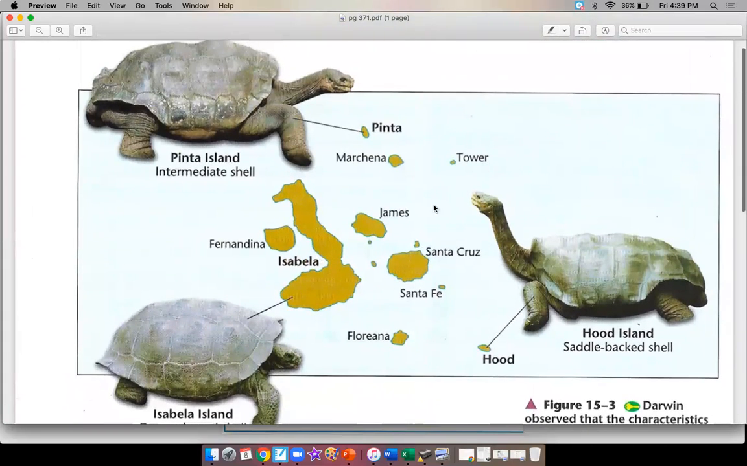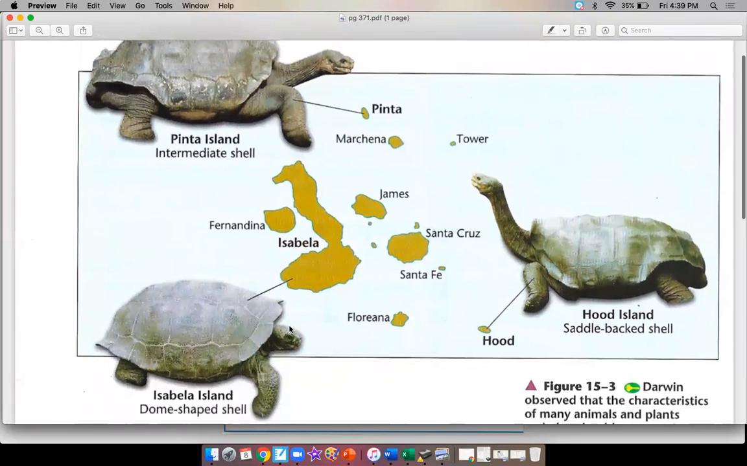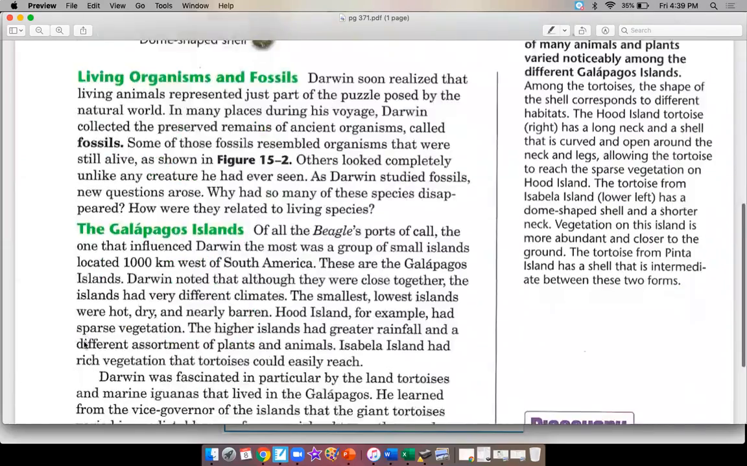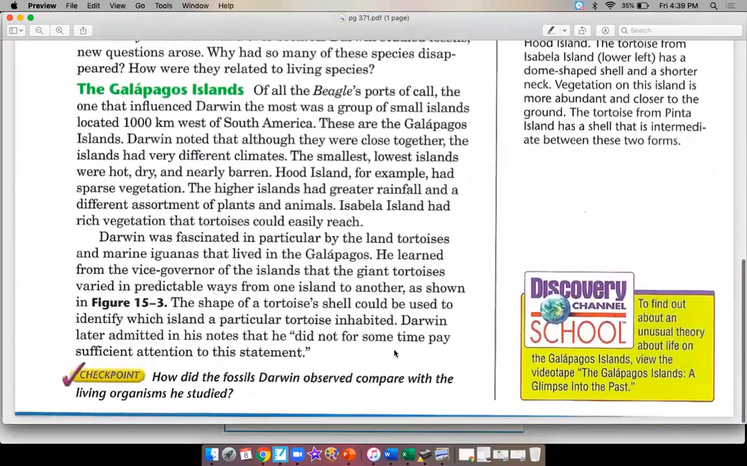Meaning the tortoises on Pinta Island look a little different than the ones on Hood Island, which look very different than the ones on Isabella Island. And you can look at these three tortoises and see clear differences. Thicker head, bumpier shell, even smaller bumps but a lot more bumps, smoother shell. And you get the idea. The shape of the tortoise's shells could be used to identify which island a particular tortoise inhabited. Darwin later admitted in his notes that he did not for some time pay sufficient attention to this statement.